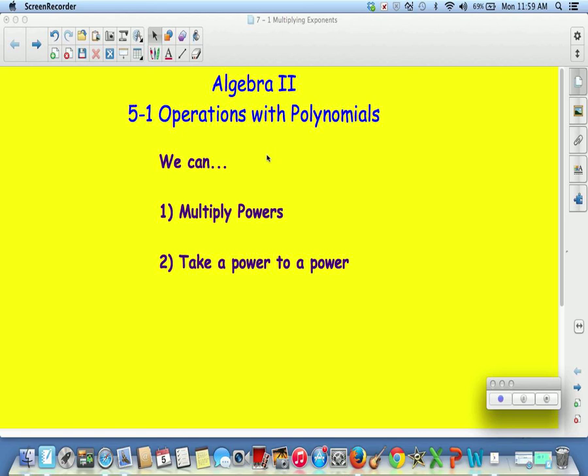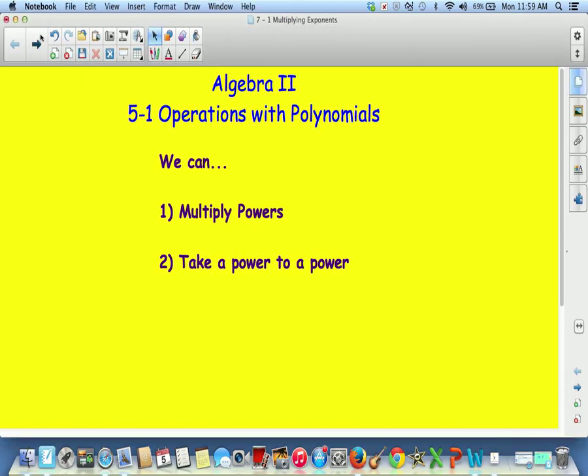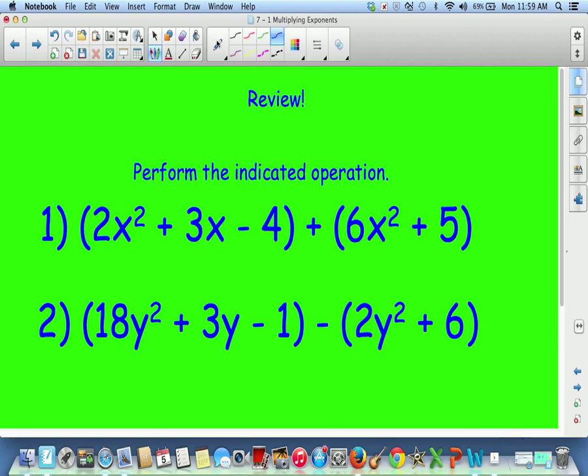This is just a quick rundown of operations with polynomials. We're just going to focus on multiplying powers and taking a power to a power. So I'm just using my Algebra 1 lesson here. Just a quick review. You had some of these problems on your homework.